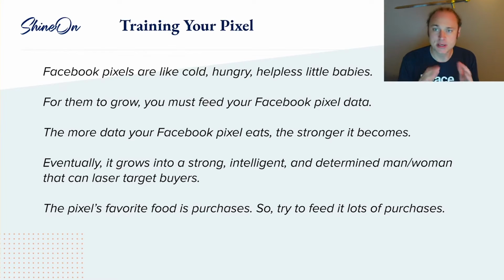So first of all, pixels, they're like cold, hungry, helpless little babies. And for them to grow, you have to feed them data. And the more data your Facebook pixel eats, the stronger it becomes. And then eventually, over time, after it's given enough data, it'll grow into a strong, intelligent, determined man or woman that can laser target buyers. And your pixel's favorite food of all time is purchases. That's how you think about your pixel. Now, when your pixel's brand new, and you're trying to get it from being this immature, cold, hungry, helpless little baby to the power lifter in the other analogy, how do you get it there?